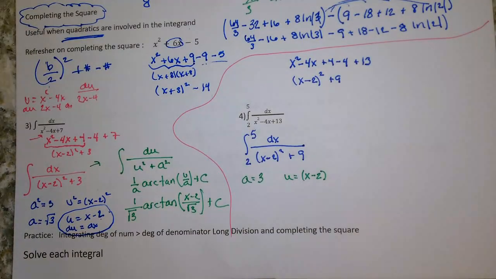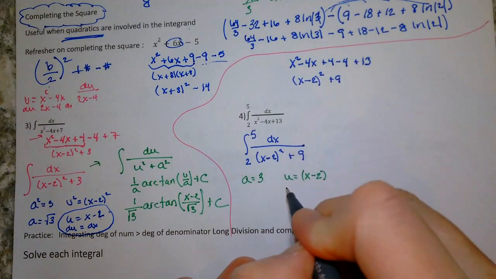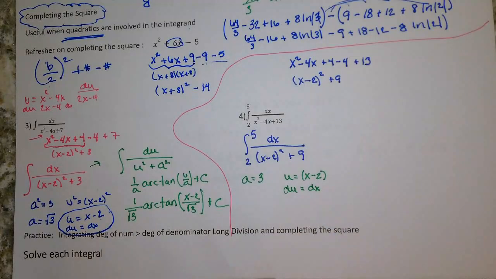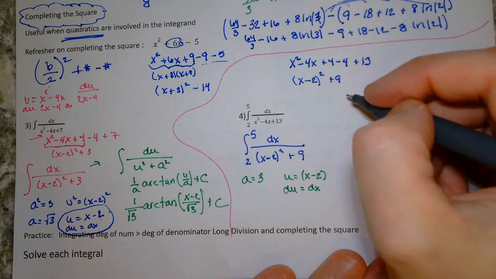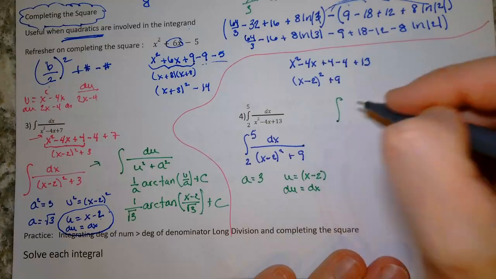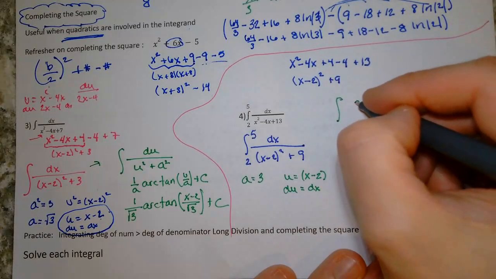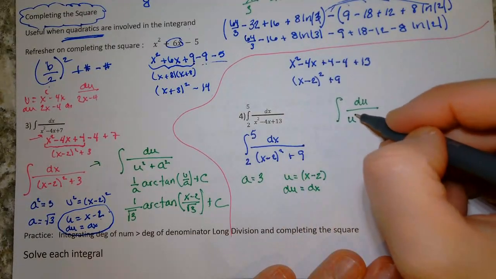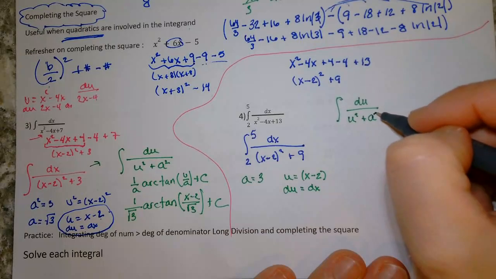All right, so let's carefully, oh, and I need du, of course. My du is equal to dx, how nice. And now we'll go ahead and write our integral. So I have, this becomes my du. This becomes my u squared plus my a squared.